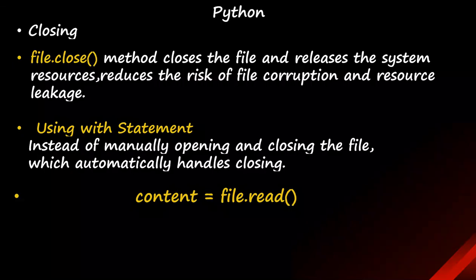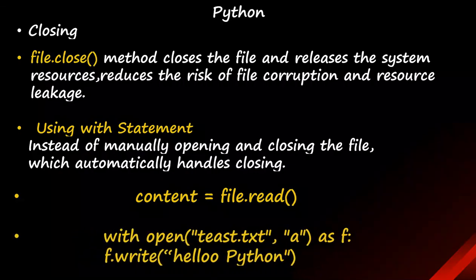For example, if we are writing to a file, how do we close it? With open, file name, A, where A is append, as f. Then f.write. If you are writing into a file, this will close the file automatically because we are using with. Or you can just mention file.close if you are not using the with statement. So these are two ways of closing a file.